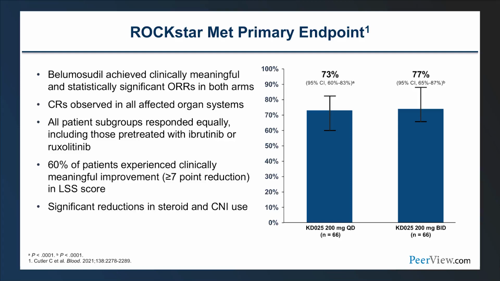It was very important to note that all the patient subgroups responded equally, and it didn't matter if the patient had previously received drugs such as Ibrutinib or Ruxolitinib, response rates were the same. And we noted significant reductions in corticosteroid use as well as calcineurin inhibitor use.